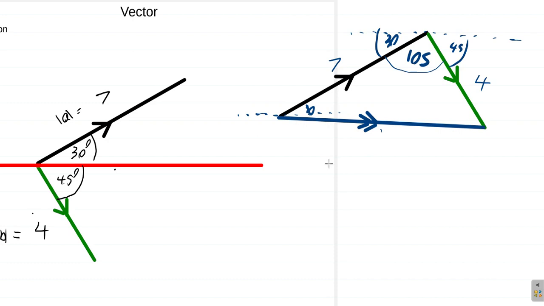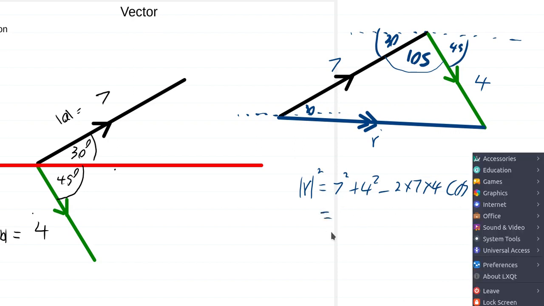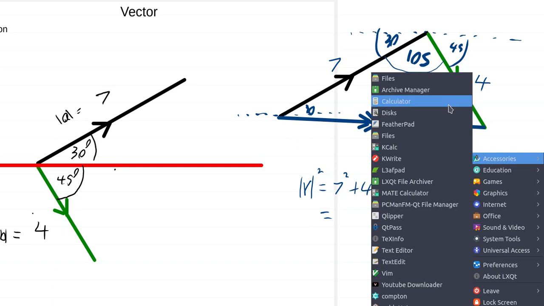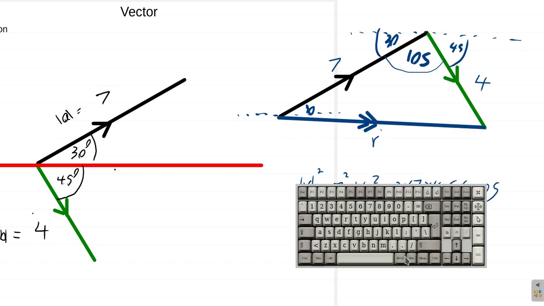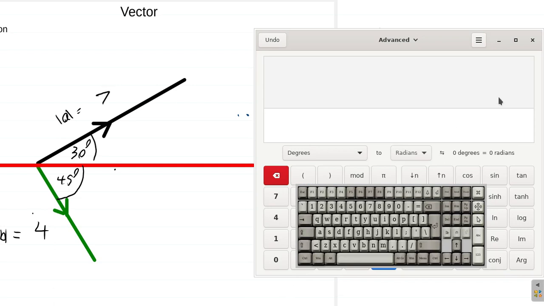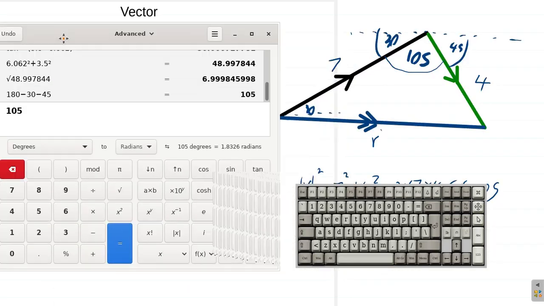So if you say this is the resultant, call it R, it should be small r. Resultant R. The magnitude of R: r squared equals 7 squared plus 4 squared minus 2 times 7 times 4 cos 105. That would be equal to what? Alright, we calculate again and work it out.